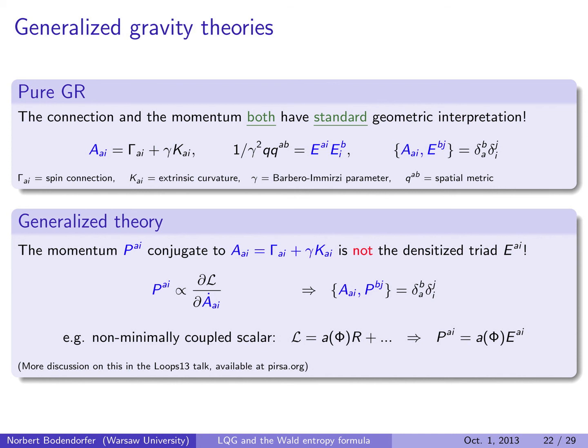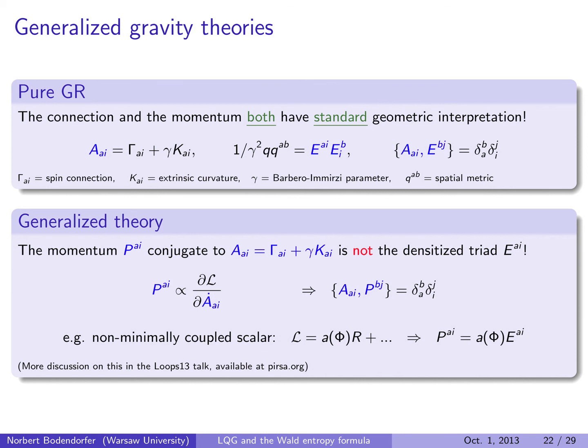However, in a generalized theory, those statements are not true anymore, because consider, for example, the connection A equals gamma plus the extrinsic curvature, and think about what its conjugate momentum is. In order to derive that, you just take the Lagrangian, you take the partial derivative with respect to the time derivative of the connection, and you get the conjugate momentum big P here. Then A and P are conjugate in the Poisson bracket. However, if you now look at P, then you find that in general it's not just the densitized triad.